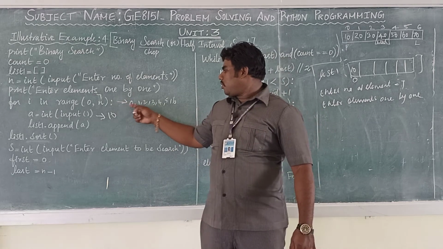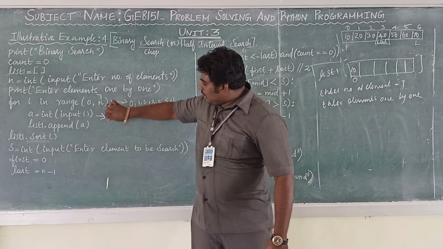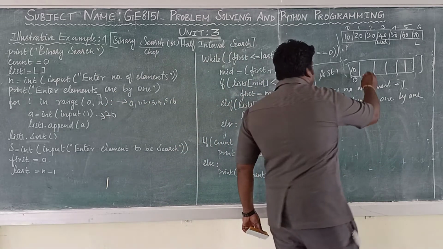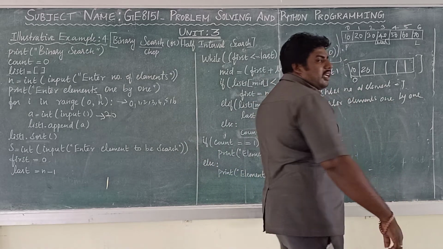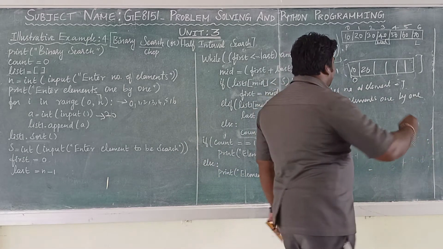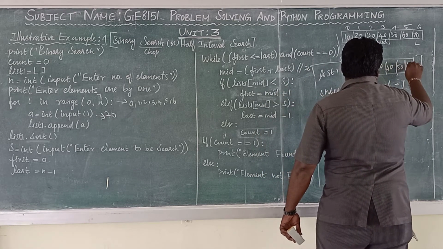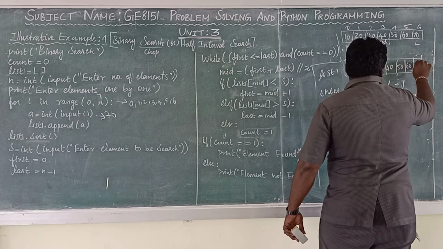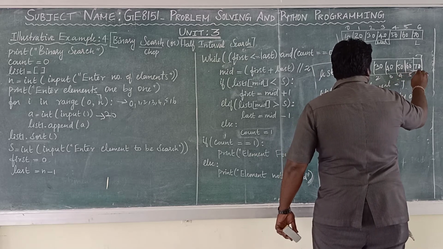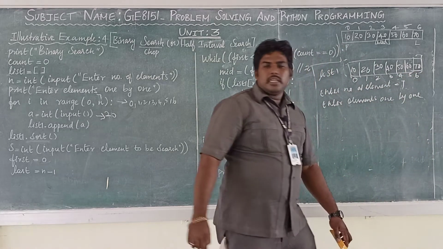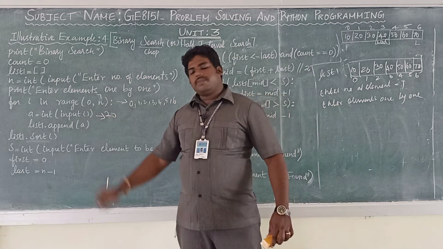The next iteration, what's the i value? 1. So I am getting the second input, 20. It will be appended. Then in the next iteration, i value equal to 2. I am getting another input, 30, appended. Like that, 40, 50, 60 and 70. Like that, the elements are appended one by one till the range values are over. Once the i value is 7, it will come out.